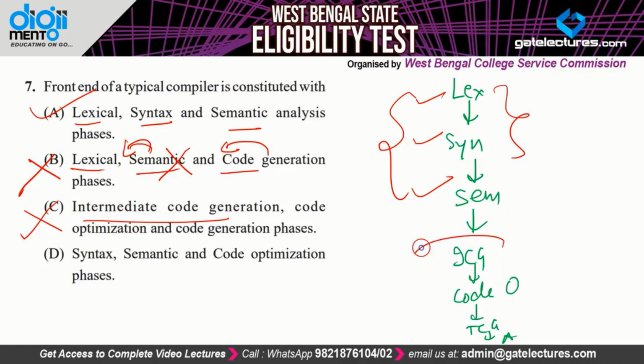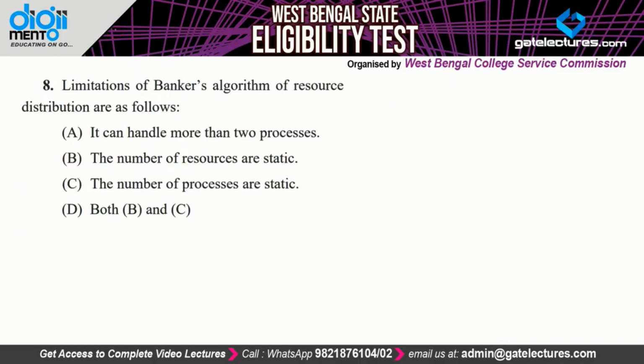Intermediate code generation comes much later. And option D is saying syntax, semantic and code optimizer. This is also wrong because they missed the lexical analyzer and they missed intermediate code generation also. So the correct answer is option number A.